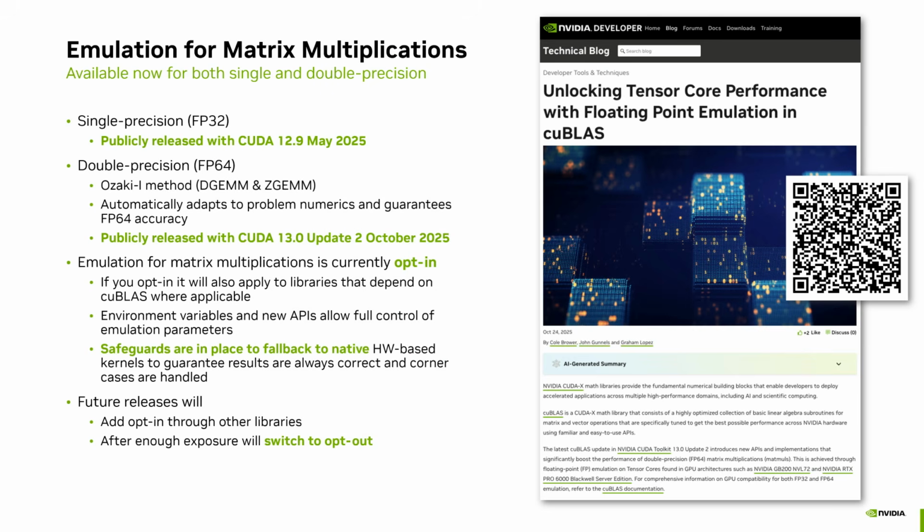It was released for the first time on FP32 back in 12.9, which is in May of this year. Double precision came out with CUDA 13 Update 2. And like I said, it's opt-in right now. We do see pretty substantial benefit from this, though. So once we've given a little bit of soak time and let it sink in a little bit, future releases are going to invert this. It'll become opt-out, and you can opt out of it if you so choose for any reason.